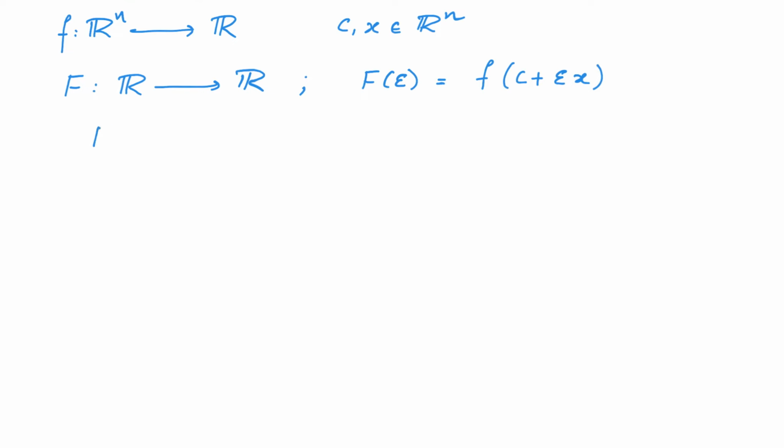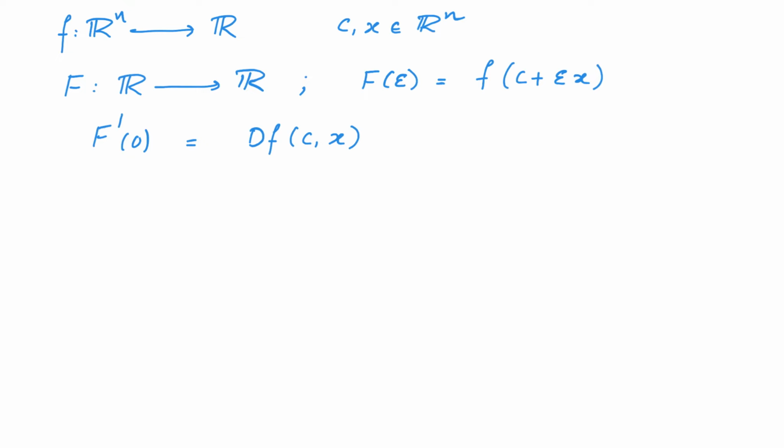Now notice that the derivative of capital F at the point 0 is equal to the directional derivative of small f at the point c along the direction x. And this is exactly what I meant when I said that the directional derivatives are in some sense one-dimensional limits.